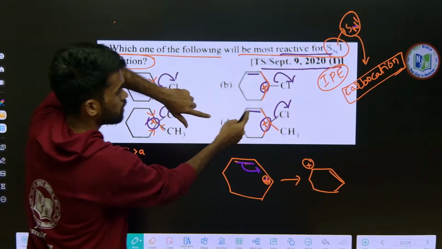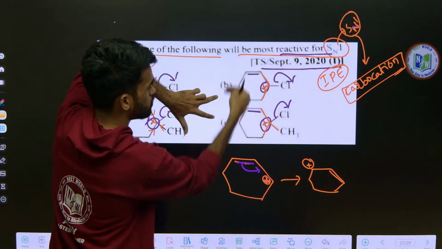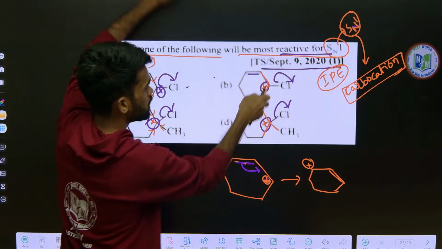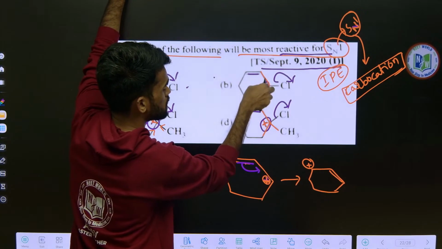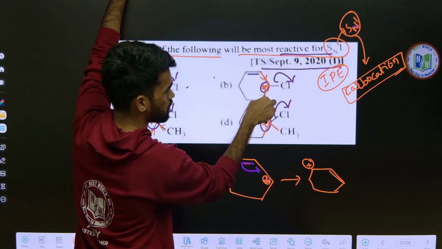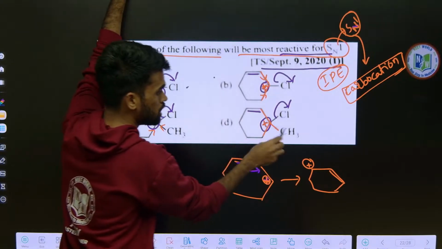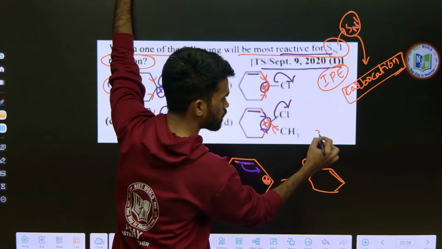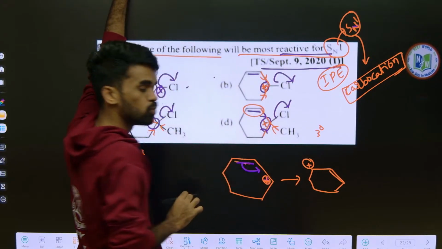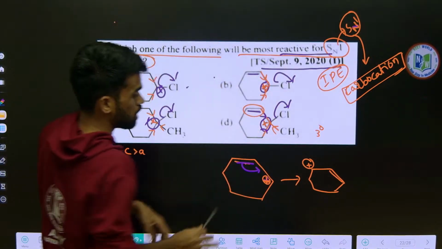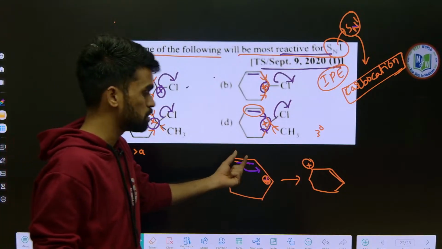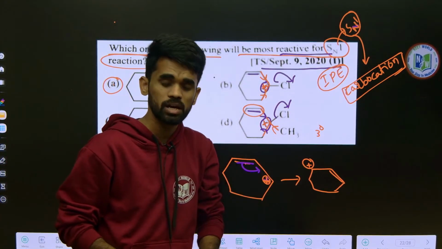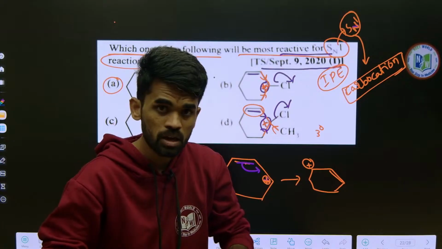Definitely conjugation is there, so these two are more stable. But out of these two, this is a secondary carbocation surrounded by 2 carbons only, but this one is 1, 2, 3. So we know a tertiary carbocation with allylic conjugation will be more stable. This kind of conjugation is called allylic conjugation, or the system is called an allylic system. Do not worry about the terms, try to learn them.